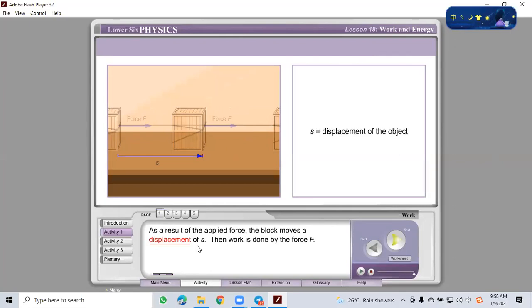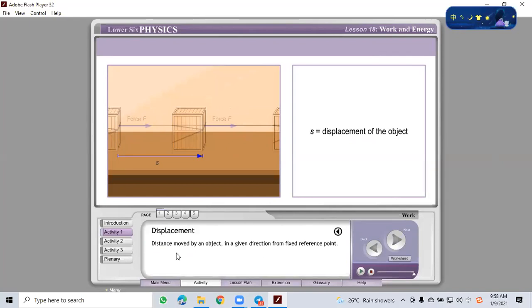You notice that we use displacement. That means the distance moved by an object in a given direction from a fixed reference point. So there must be a direction. Here, the force F must be in the same direction as the displacement.